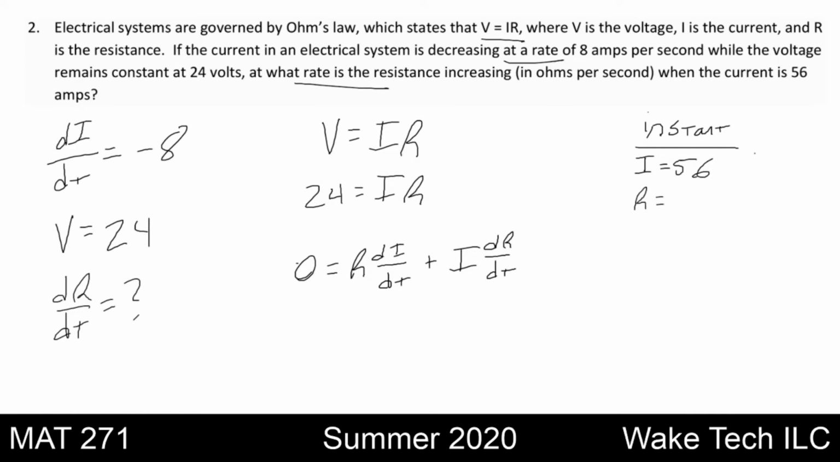Now if you want to find an instant value, not a rate, of one of the base variables, we just take the variables we do know and substitute them into the equation that we do know, right here. So this is when we substitute the instant values into the equation. Note that we didn't substitute it in before we took the derivative, because that would be incorrect. Alright, so 24 then, when we substitute I, we get 24 equals 56R. When we divide, we get R is equal to 24 over 56, which can be reduced to 3/7.